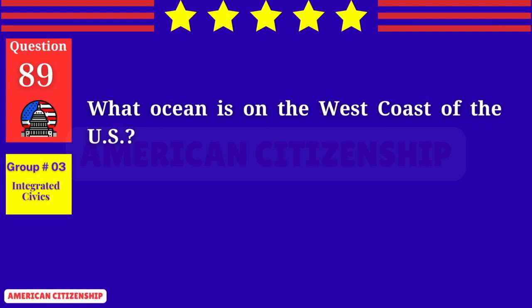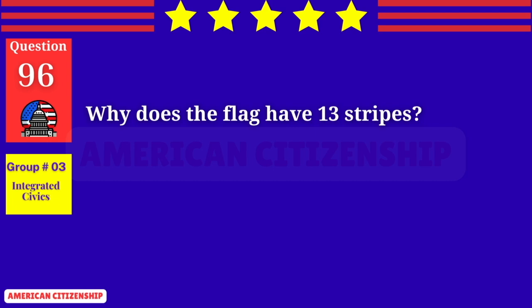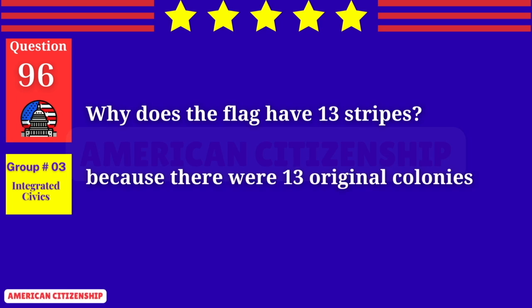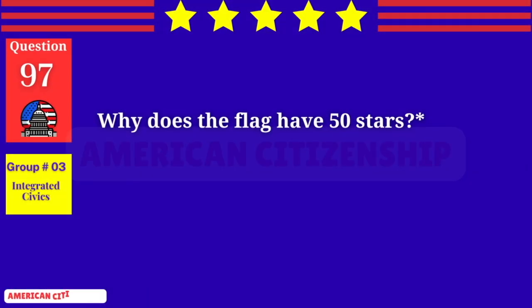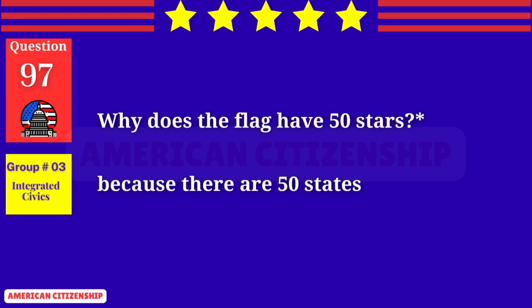What ocean is on the west coast of the U.S.? Pacific Ocean. Why does the flag have 13 stripes? Because there were 13 original colonies. Why does the flag have 50 stars? Because there are 50 states.